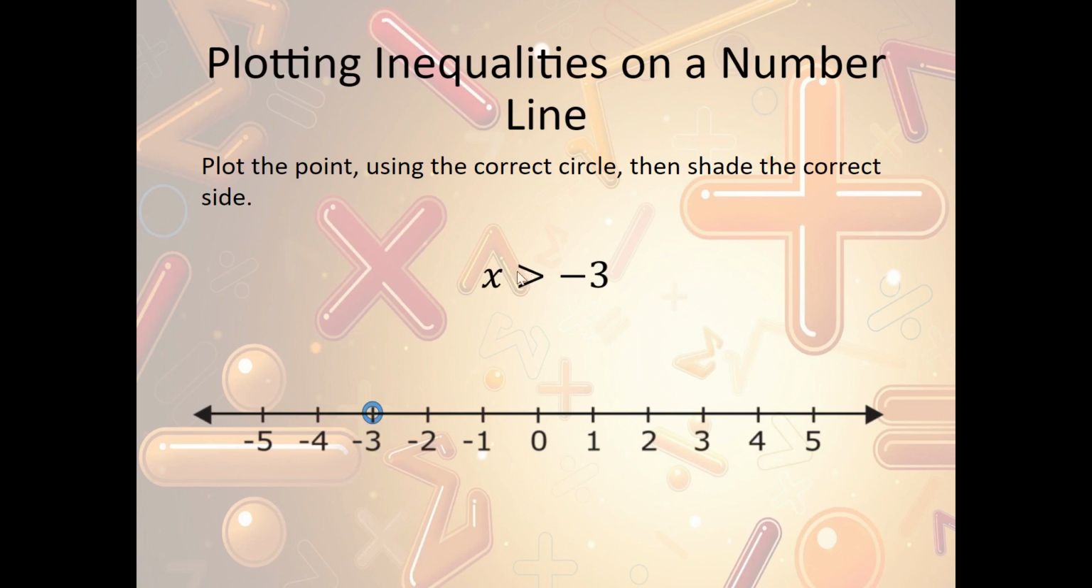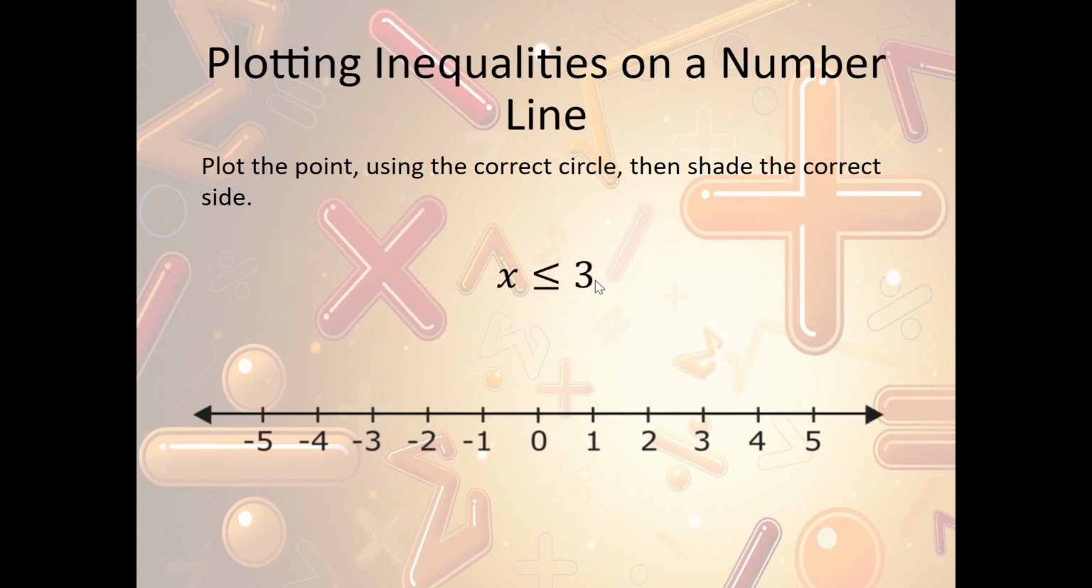Then we need to shade the values for x that apply. Well, it says x is greater than negative 3. So where are all the x's that are bigger? Well, negative 2 is bigger than negative 3. Negative 1 is bigger than negative 3. 0 is bigger than negative 3. So it's all the numbers on this side. So we would go ahead and shade it with an arrow going this direction, meaning that all of these numbers over here are bigger than negative 3.